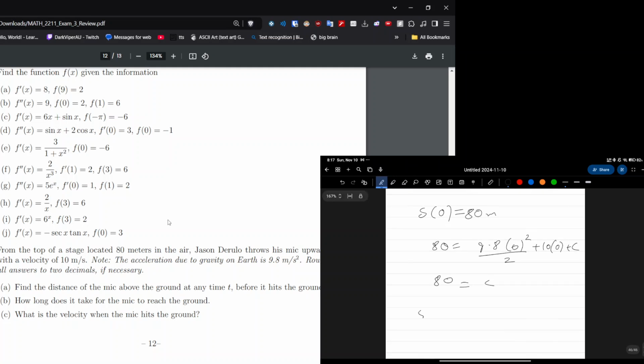So my distance function now, finally, is 9.8 divided by 2, which is 4.9 t squared plus 10t plus 80. This is my final answer for A. First of all, does anyone have any doubts regarding this? How I got this? Perfect.